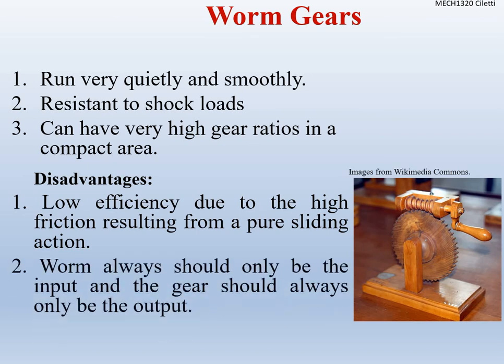Worm gears should only be the input, and the gear should always be the output. We cannot make them go the other way, so that's kind of a disadvantage of them. The worm gear is only the input. That's a test question, just so you know. Worm gears will always be the input gear, and that big gear is always going to be the output. And they're only going to spin in one direction. You're not going to back out with those.